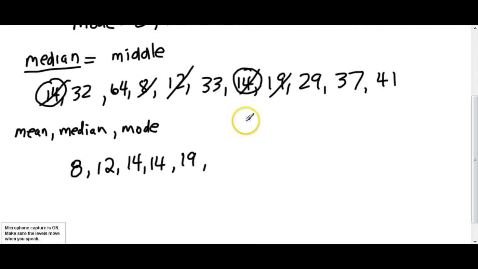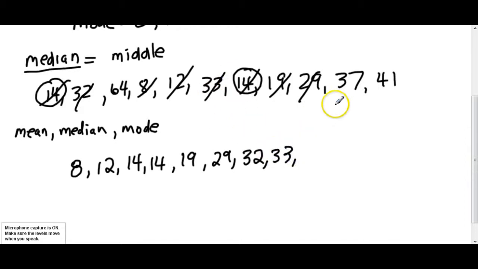So 19, and then it looks like we've got 29, and then we have 32, and then 33, and then 37, and then it looks like 41, and the last number is 64. So we have organized the set of data from smallest to largest, and the median is just the middle.